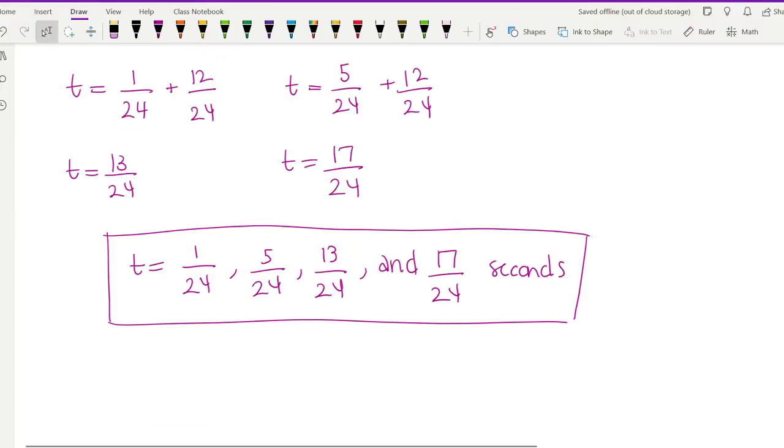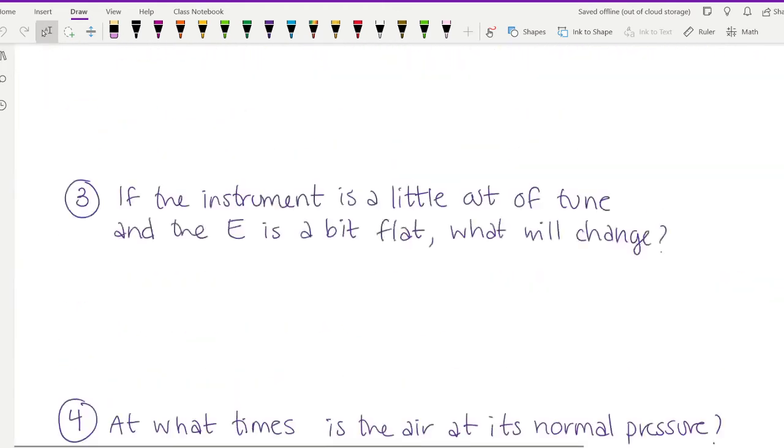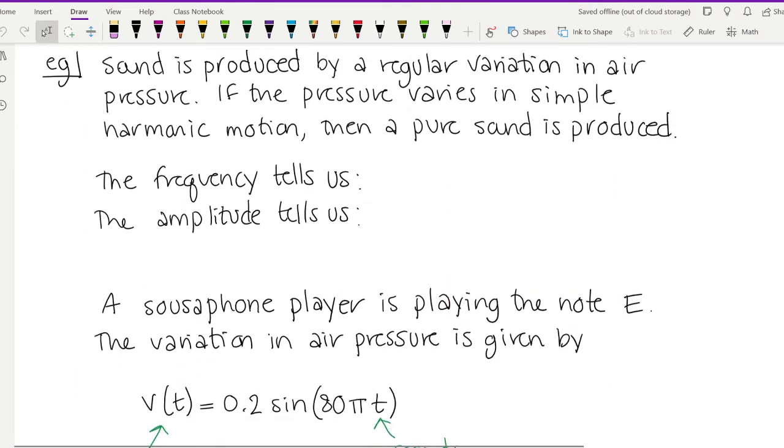All right, so let's look at another example. Okay, so this example says sound is produced by a regular variation in air pressure. If the pressure varies in simple harmonic motion, then a pure sound is produced. So I'm going to show you some visuals to kind of help you understand what's going on here. But yeah, so in these cases, if we're looking at sound, and you may have seen these kind of sound wave pictures, right? Like machines, and again, I'll show you a video of this in a moment, but there's these machines that can actually show you what the sound waves look like as you're talking or playing music or whatever it is.